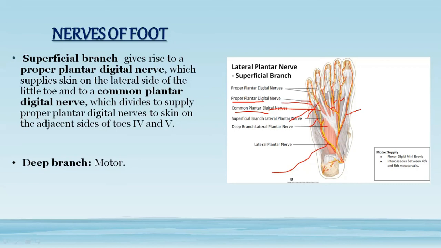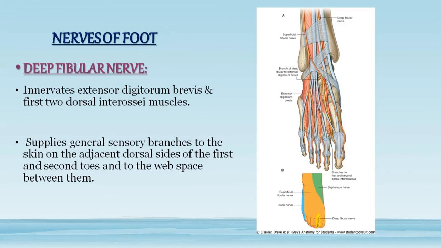The common plantar digital nerves, which supply the adjacent sides in both the lateral and medial plantar nerve, are further named proper plantar digital nerves, but mainly they are common plantar digital nerves. Then the third nerve is the deep fibular nerve, which supplies the dorsal aspect of the foot. The plantar aspect is supplied by the medial and lateral plantar nerve.